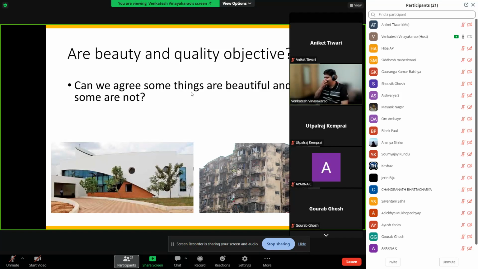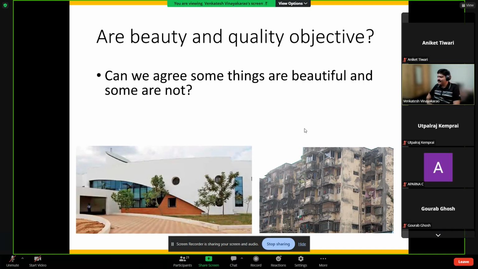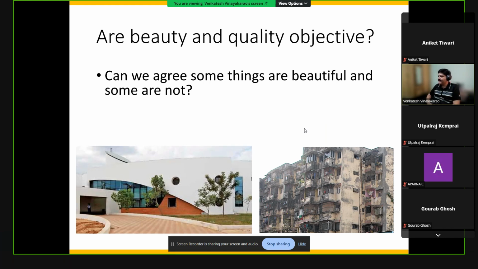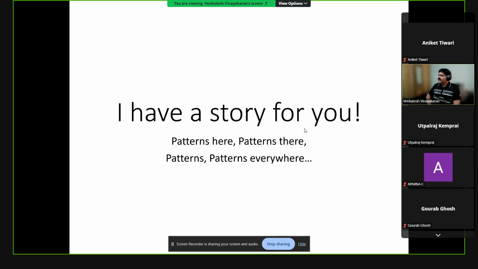But yeah, so here it seems like at least for this particular question, we together agree that something is beautiful and something is not. So this question of can we agree some things are beautiful and some things are not seems like yes, it is possible. May not be in all cases, but in some cases. So this is where the story starts. It's a nice, beautiful story, very little story, a 5 minute story.